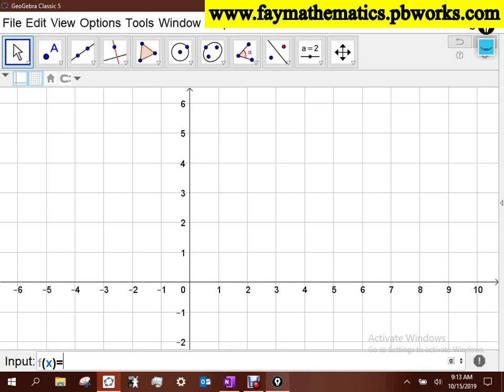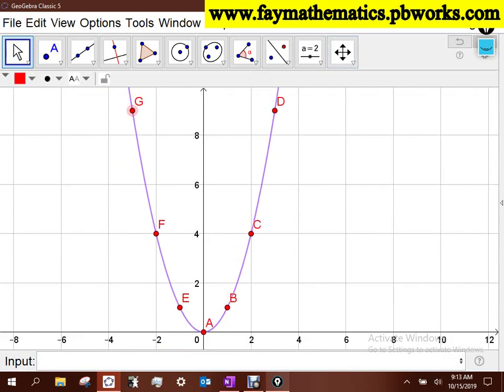If I have f of x, let's just say x squared. Okay, so we got some points on there that we're aware of: 0, 0, 1, 1, 2, 4, 3, 9, negative 1, 1, negative 2, 4, negative 3, 9. We've got those ordered pairs. Okay, let's put in the function.